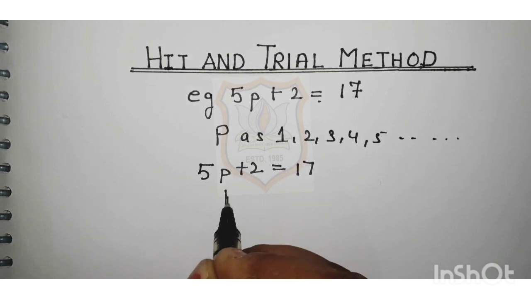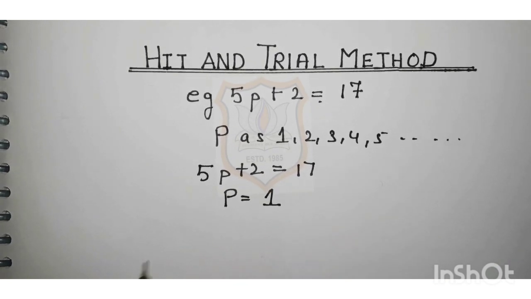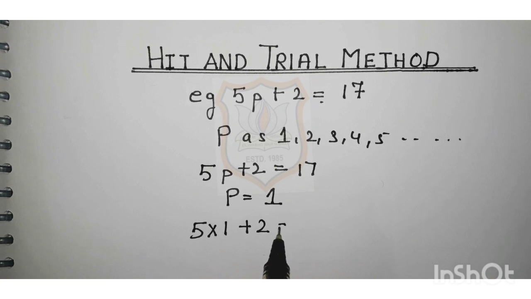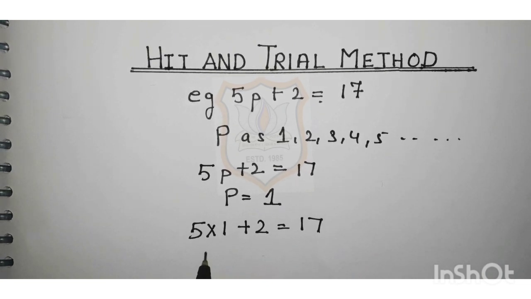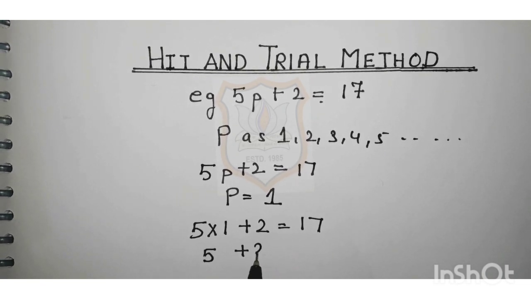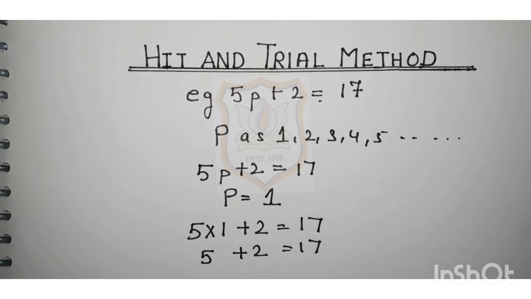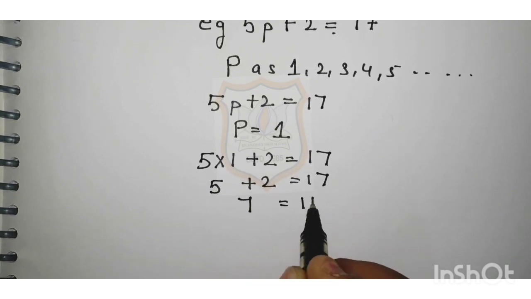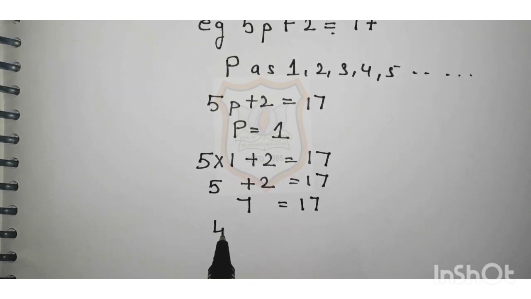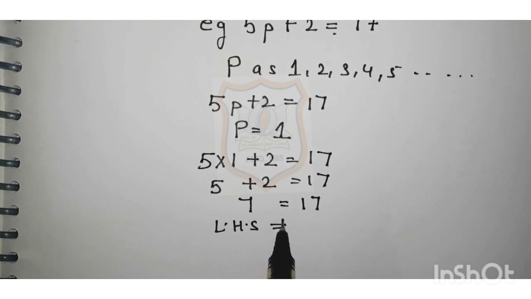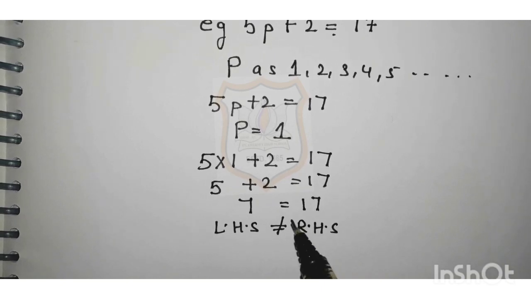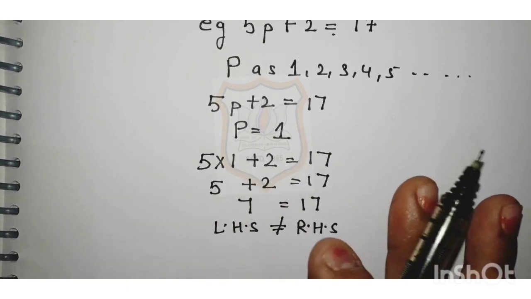Now the example is 5p plus 2 is equal to 17. We will put value of p is equal to 1. Now in place of p I will put 1. So 5 into 1 plus 2 is equal to 17. 5 ones are 5, plus 2 is 7, which is not equal to 17. So I can say that LHS is not equal to RHS. So I can say that value of p is equal to 1 is wrong.